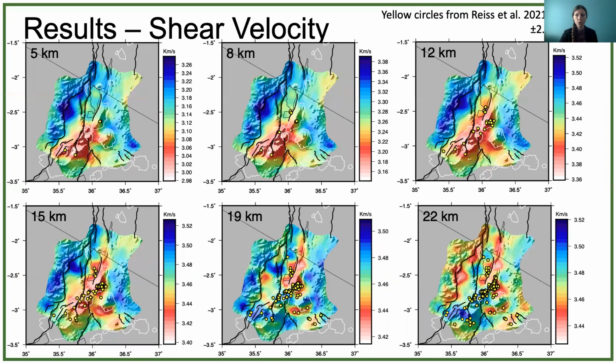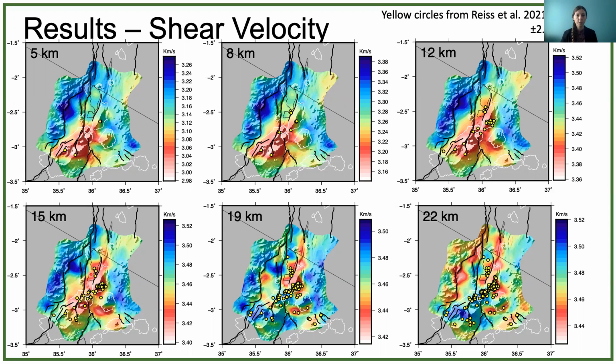If we invert for shear velocity, which is now a function of depth, so these are absolute depths, so you get an idea of exactly what range we're looking at. We see that low velocity zones are again in the crater highlands and into the rift zones, such as at 15 kilometers here. And we find that the slow velocity zones extend for about 8 to 19 kilometers depth within the rift. We overlay the recent seismicity study from Rice et al.